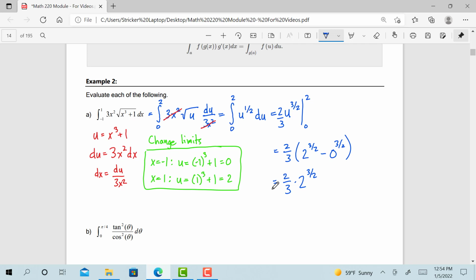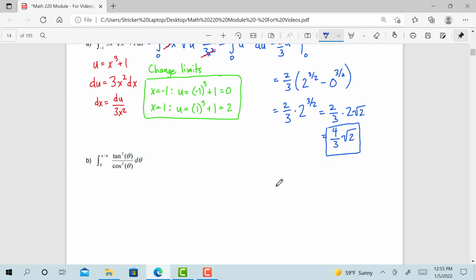You could simplify that a little bit, because 2 to the 3/2 is 2 root 2. So you could also write this as 4/3 times the square root of 2. That would be the most simplified answer. Okay, so there's one example. I'm going to do one more here.